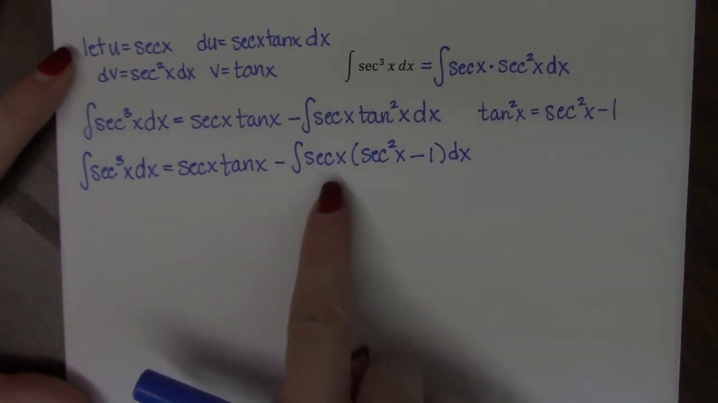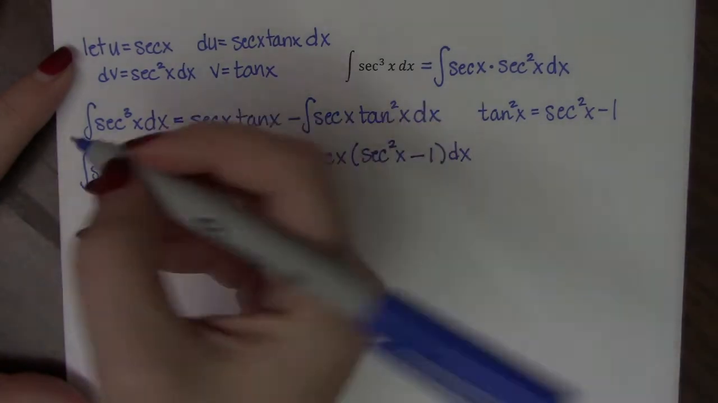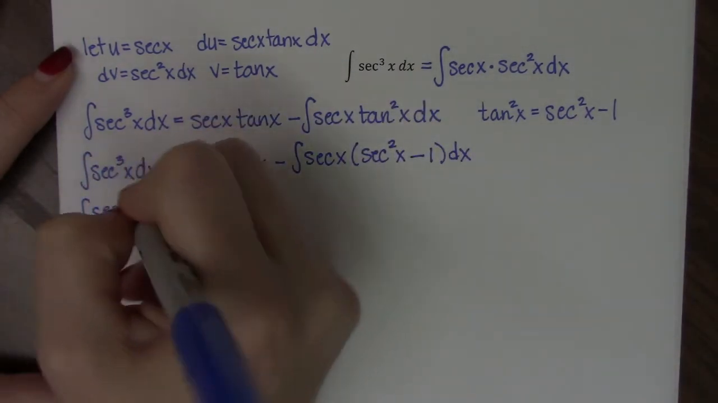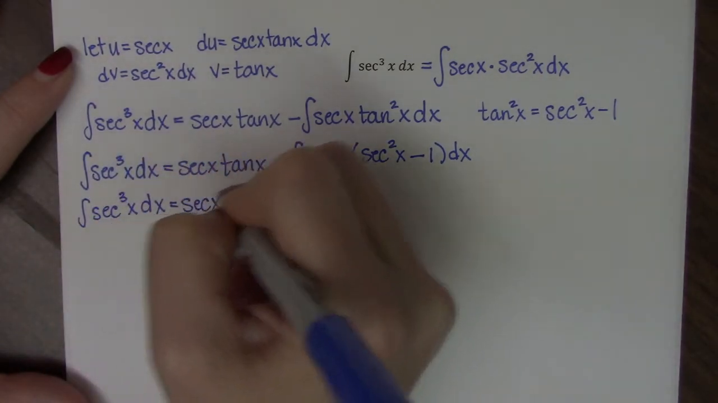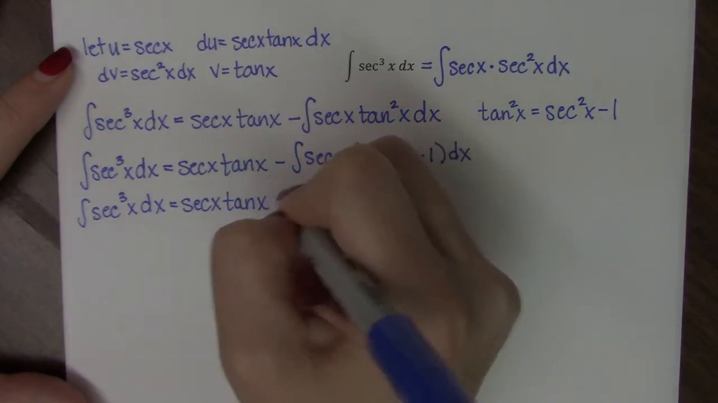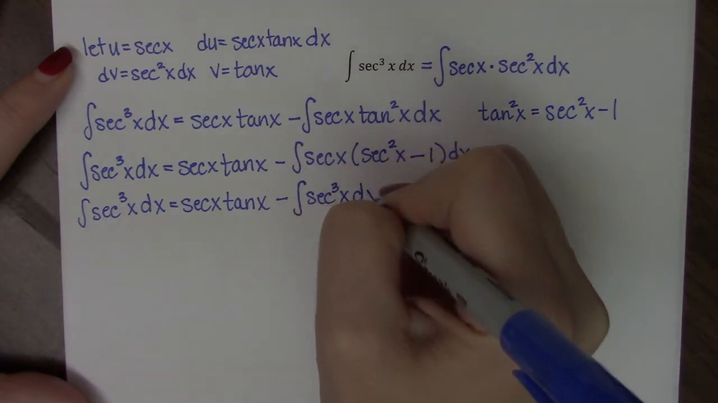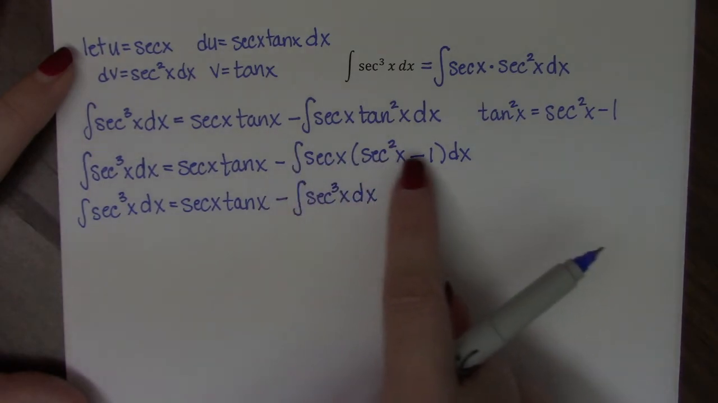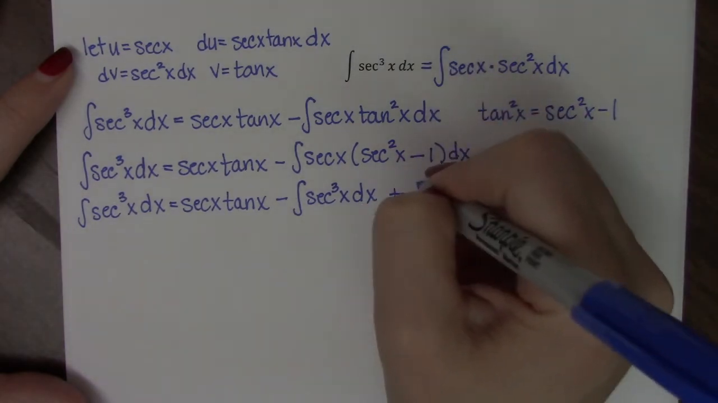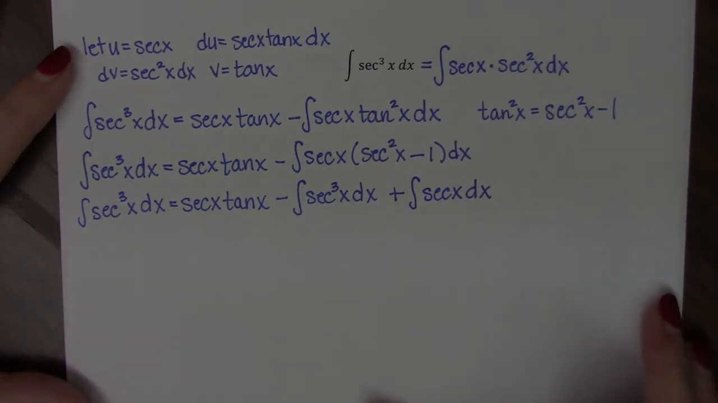So what we have here is secant times secant squared minus 1. So I'm going to distribute the secant x. And I'm going to get the integral of secant cubed x dx. So see, this minus sign made this negative secant cubed. But when I distribute the secant x, I'm going to get a negative secant x times the negative 1. So this becomes plus the integral of secant x dx.